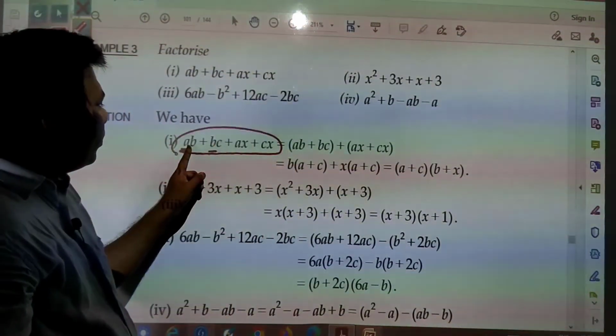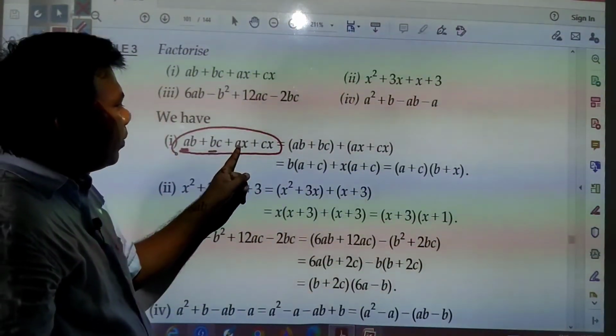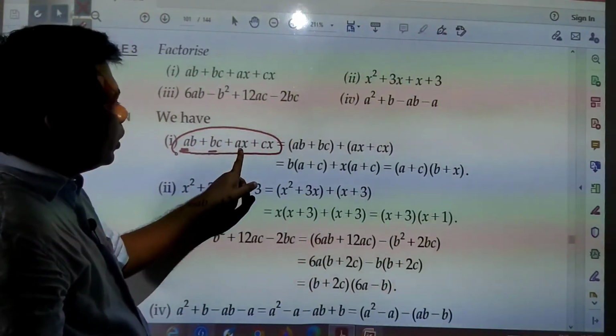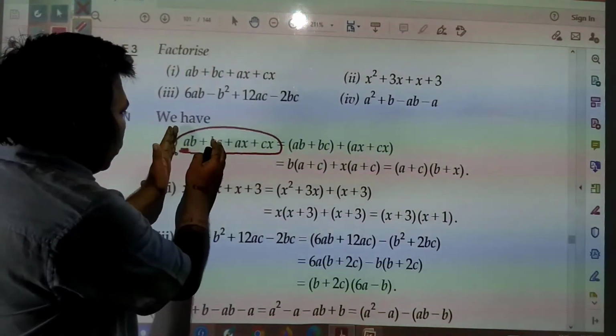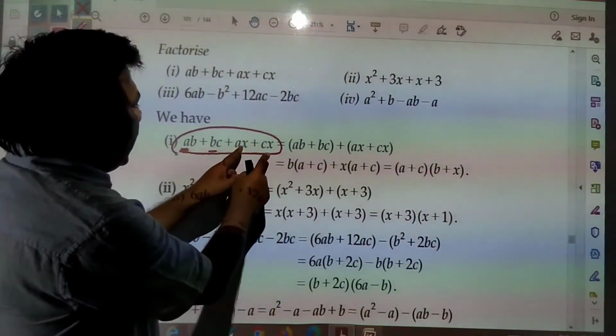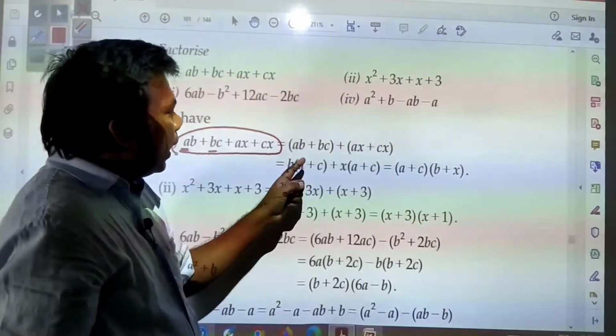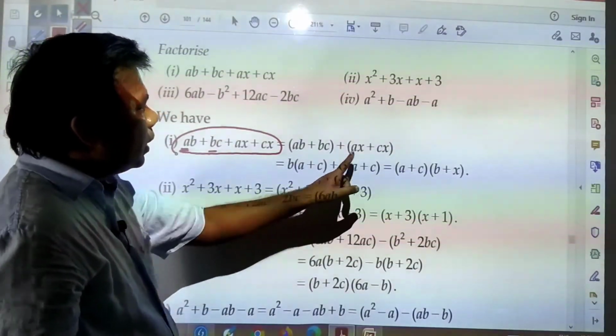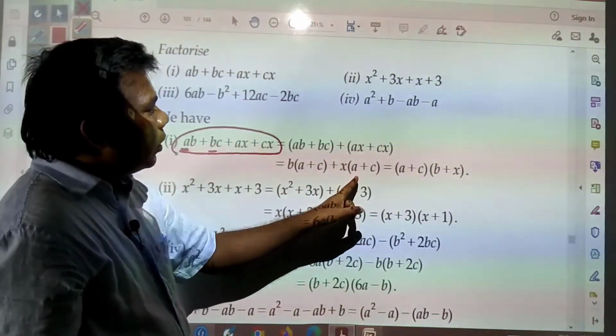Here you have A, here you don't have, here you have A, here you don't have, here you have B, here you have B, here you don't have, here you don't have. So this can be grouped. So here AB plus BC and AX plus CX has been grouped, and you have got common over here B, and then you have got A plus C. Here X common you have got, and you have got A plus C.